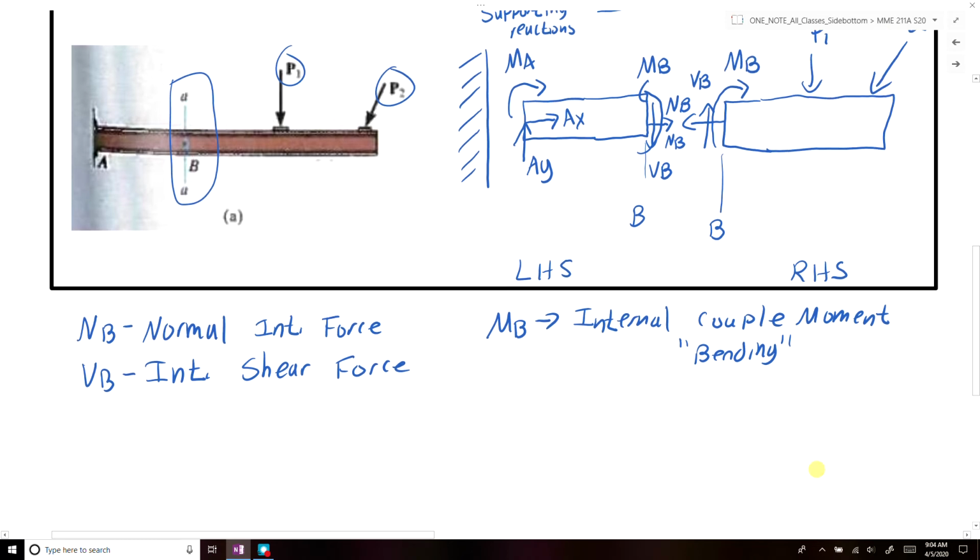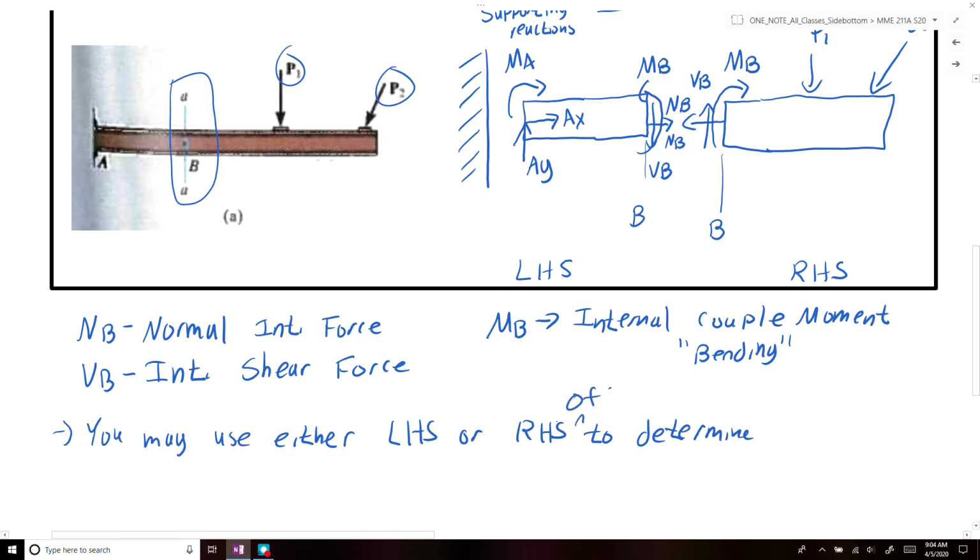So you may use either the left hand side or the right hand side of the free body diagram to determine the internal forces.